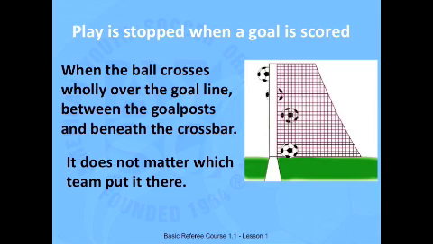Can anyone see why the bottom ball here is not a goal? That's right. It's because it's not between the two goalposts, okay? All right, that ball is outside of the goalposts, even though it's entirely across the goal line. It's outside of the goalposts, so no goal, okay?